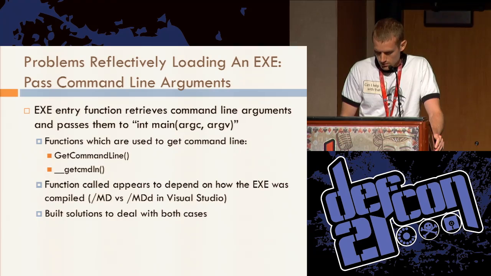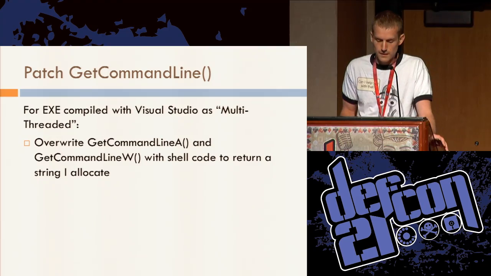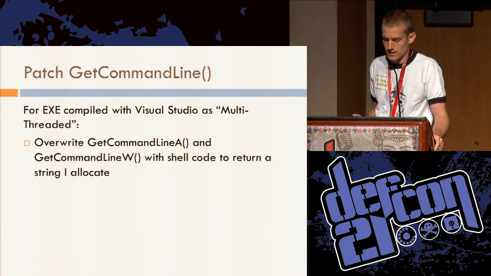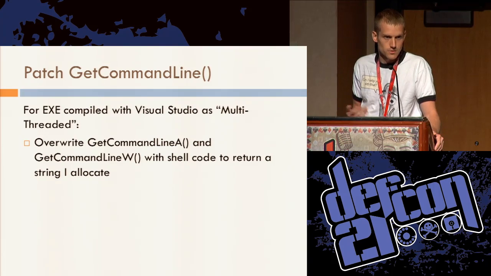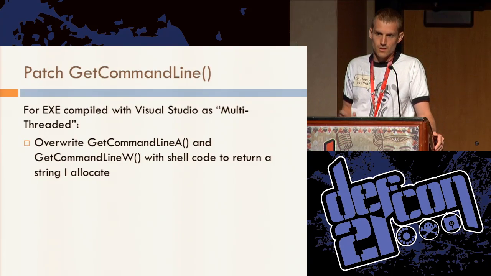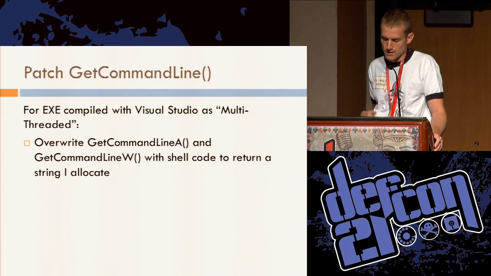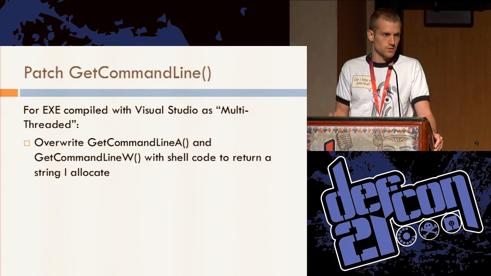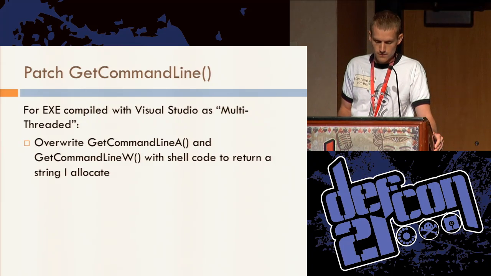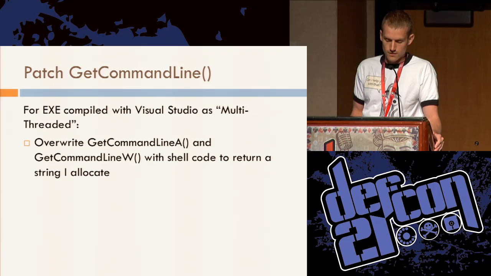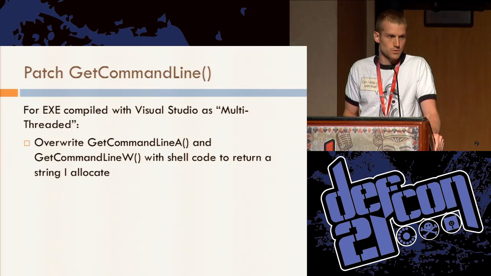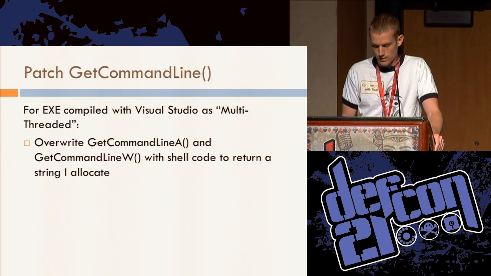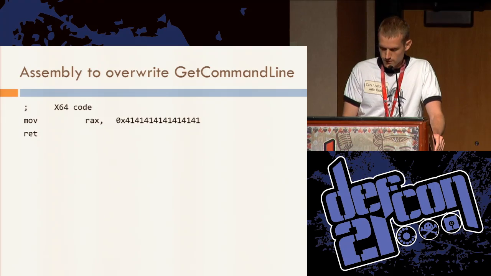So I had to create solutions for both of these functions. Patching GetCommandLine is super easy. GetCommandLine is a function that takes no arguments, and it just returns you a string pointer to the command line arguments with no formatting or anything done. So all you need to do in PowerShell is just allocate a string on the heap and then overwrite the GetCommandLine function with shellcode that just returns the address of the string that you allocated. So very, very simple, right?